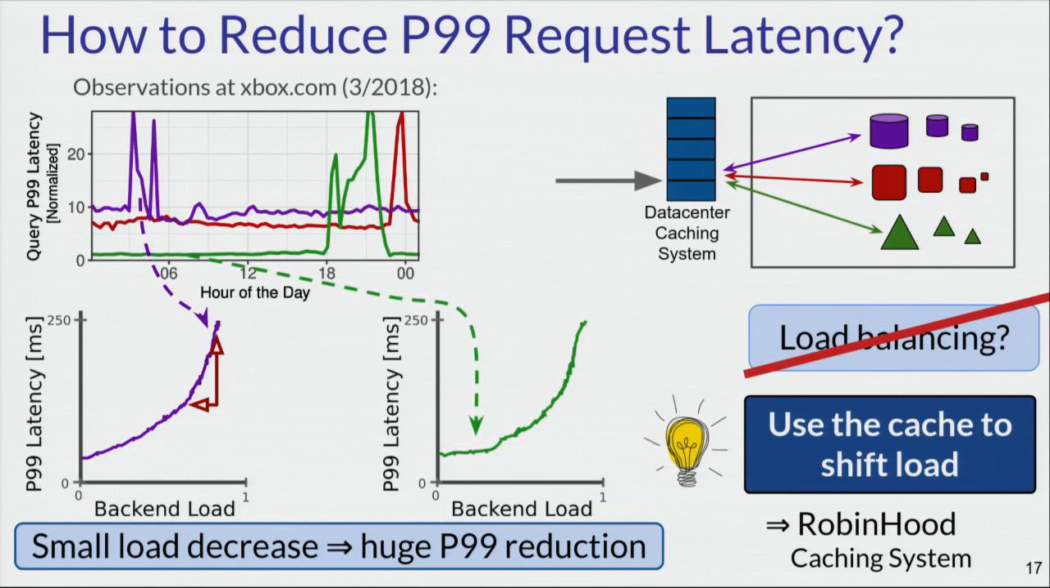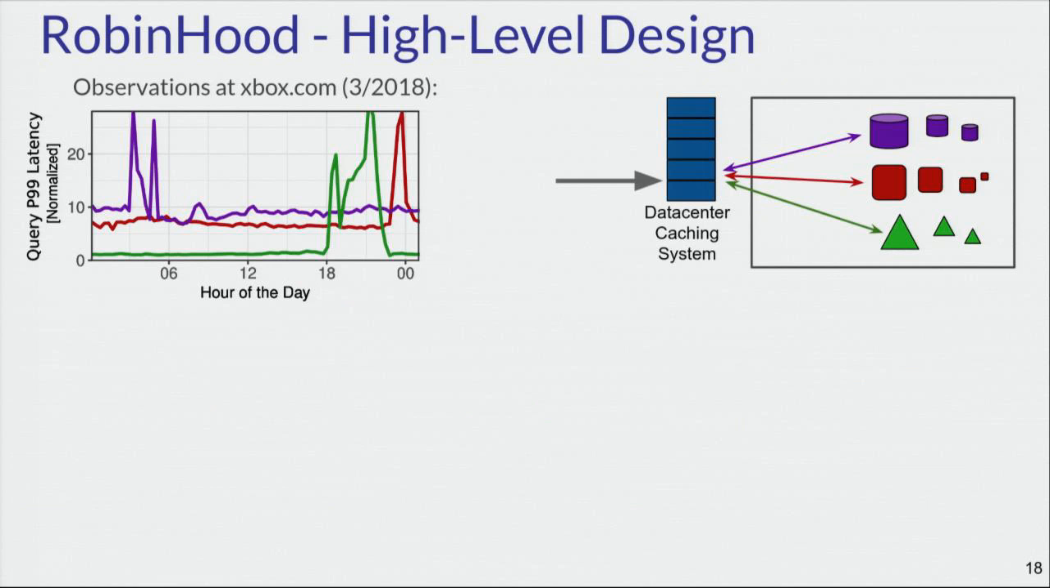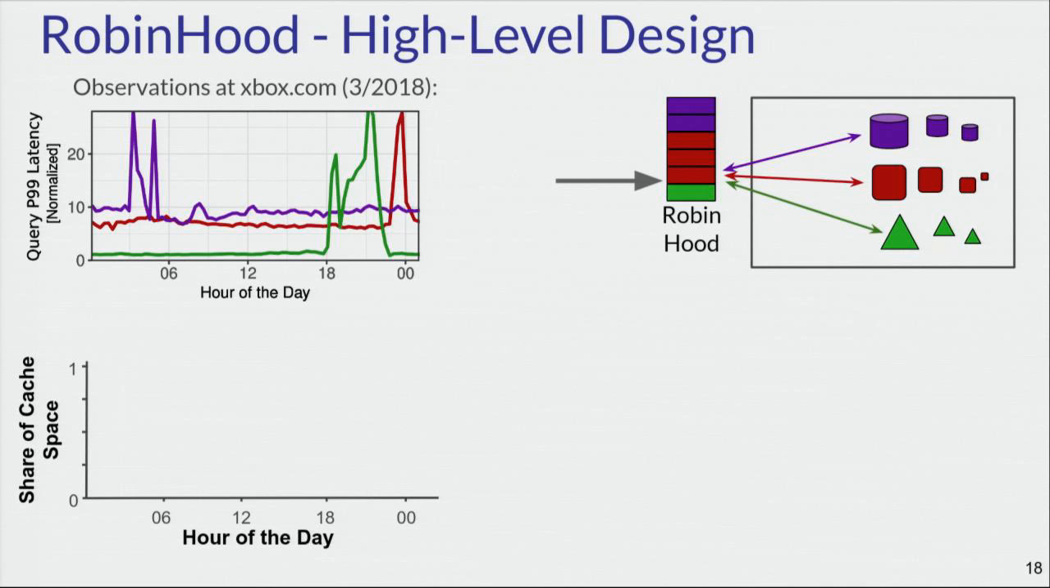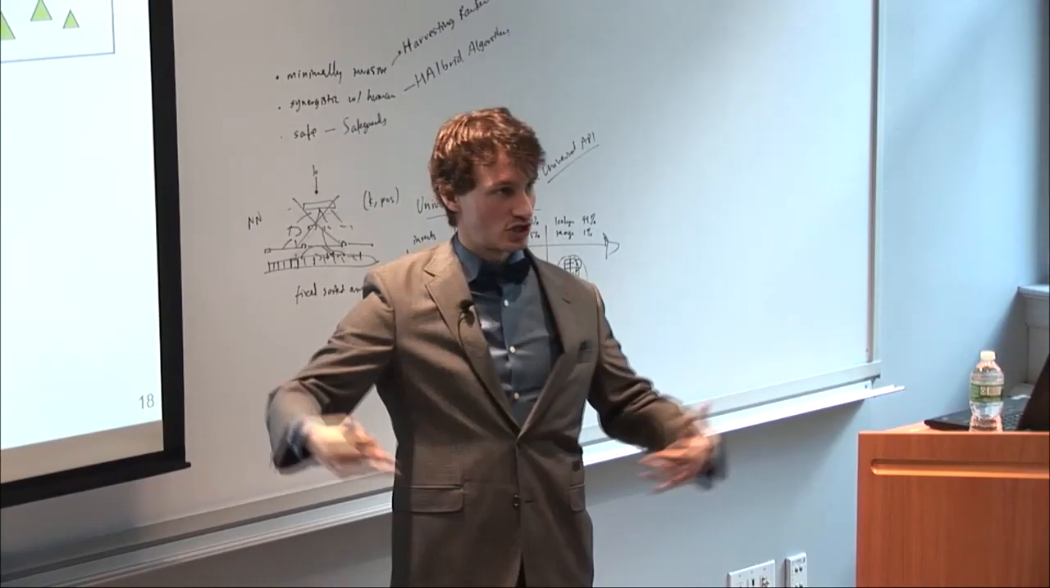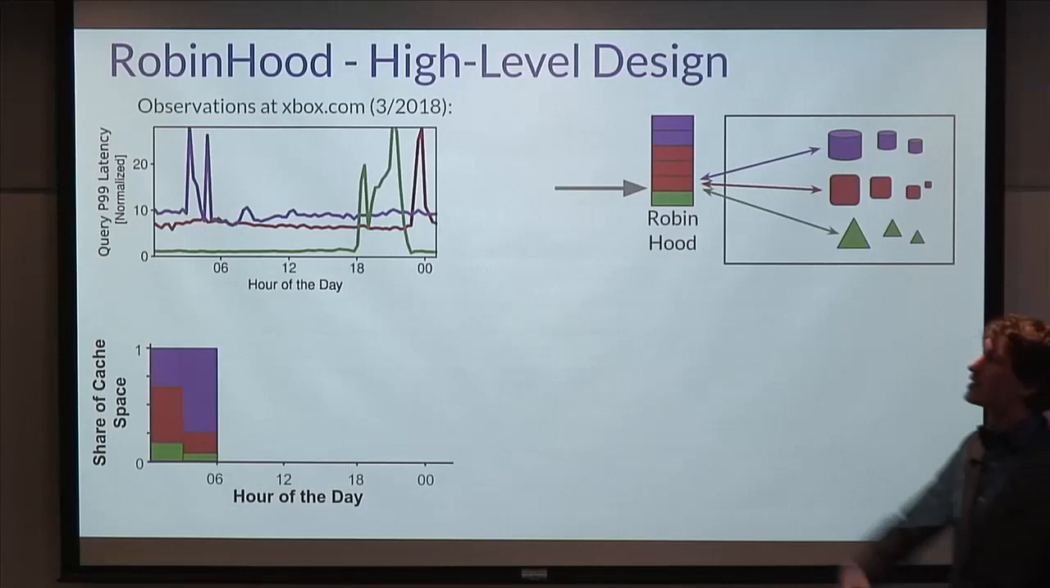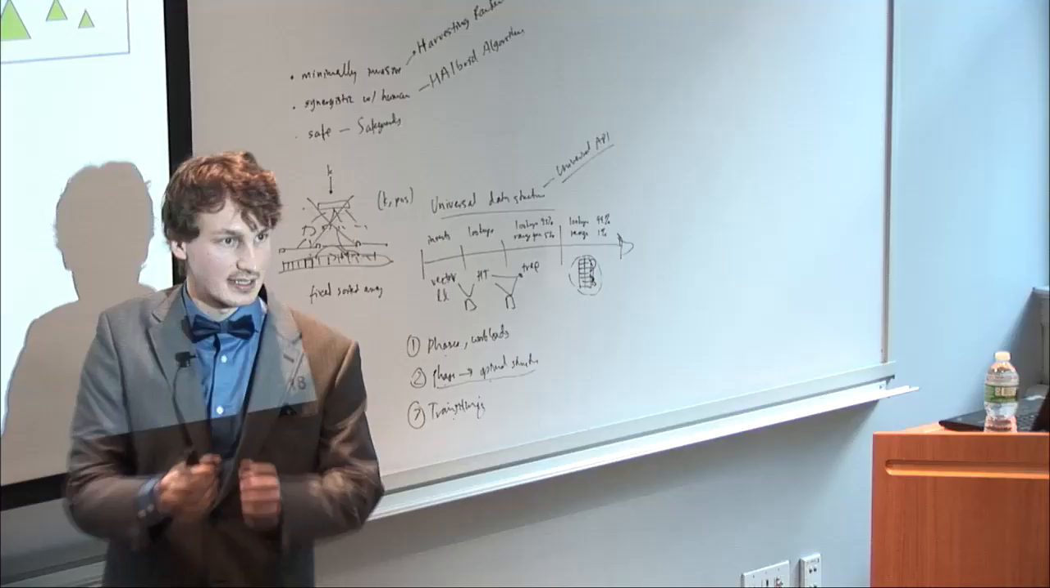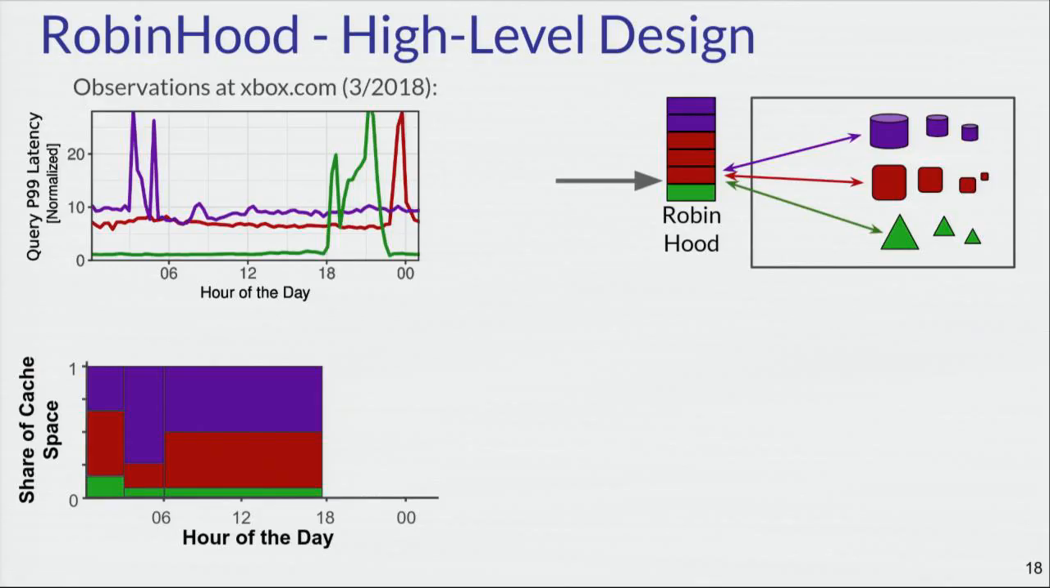So what do I mean by using the cache to shift load? Well, if we go back to this caching system here, what we really can do in practice is partition the total cache space by backend system. And then the share of the cache space that goes to each of these backend systems, we will change over the course of the day. So maybe in the morning we start with some allocation, and then we realize this purple system has a huge spike in latency, so we will allocate a large fraction of the cache space to that purple system. Now, what does that mean? As you give it much more cache space, you will cache a much larger fraction, you will increase the hit ratio, and thus load on that system goes down. As I said, even a small reduction in load here will help us a lot. And then, similarly, as the green system spikes, you will increase that, and as the red system spikes, and so on. So that's the high-level idea.